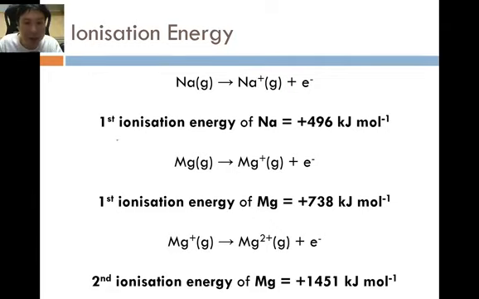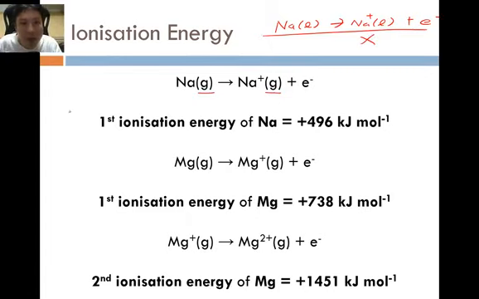But in this equation, it's terribly important that it's from Na gas to Na plus gas. Something like Na liquid to Na liquid plus electron does not represent the first ionization energy of the sodium atom. So the first ionization energy removes 1 electron from the sodium gaseous atom, forming 1 mole of gaseous sodium cation.